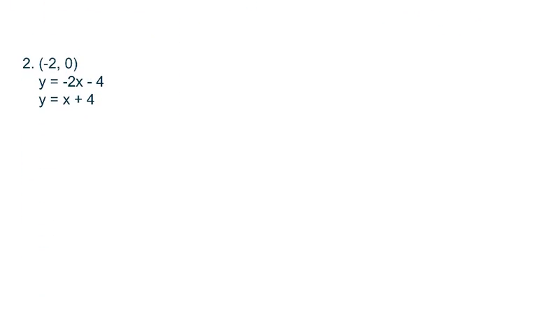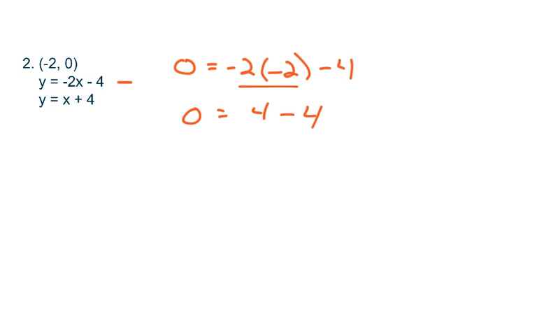Let's try another one here. Number 2, (negative 2, 0). In our system, y equals negative 2x minus 4, and y equals x plus 4. So let's check the first equation. We'll do that one in red. So my y value is 0, is equal to negative 2 times my x value of negative 2, and then minus 4. Negative 2 times negative 2 is positive 4, and 4 minus 4, that one does check out. That is 0.